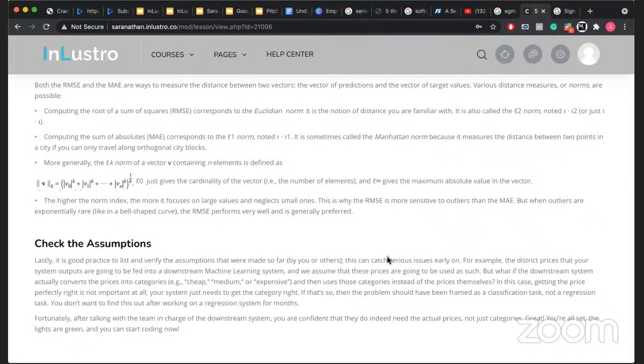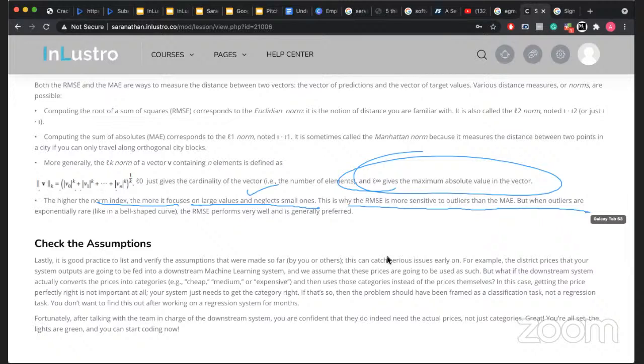L infinity is the maximum absolute value. And the higher the norm index, the more it focuses on large values and neglects smaller ones. That's why RMSE is more sensitive to outliers than MAE. When outliers are exponentially rare, then RMSE performs better. Just keep this in mind.